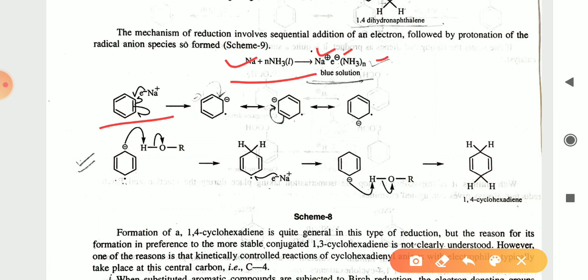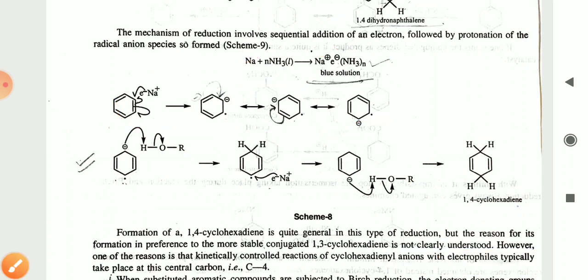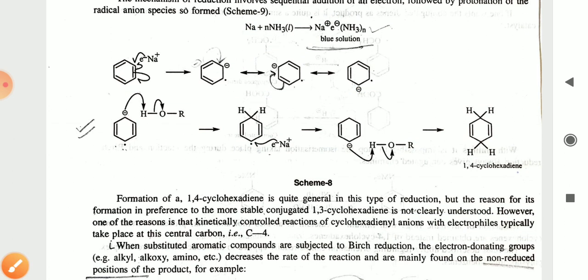So what happens? The electron is gained by the benzene ring. Here you can see the negative charge and the free radical. By delocalization, the position of the negative charge and the radical is changed. So this is the new position of the free radical and negative charge.